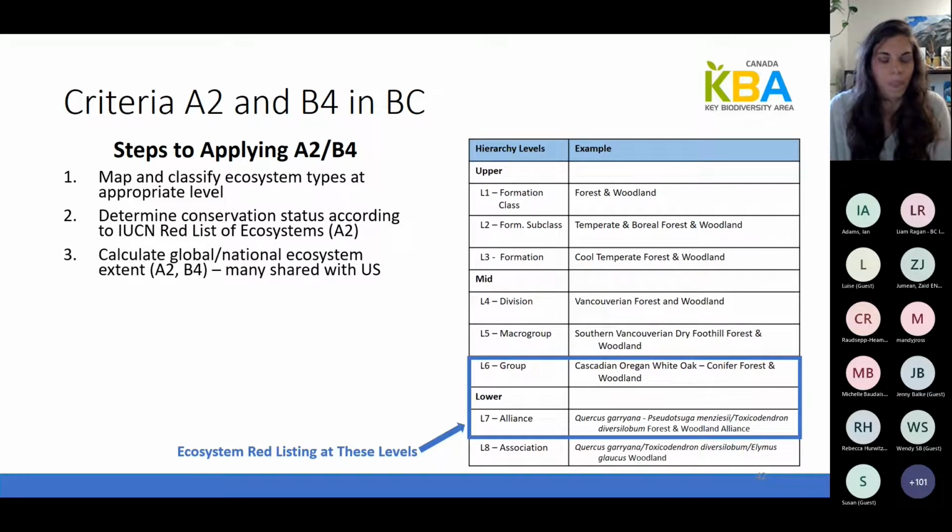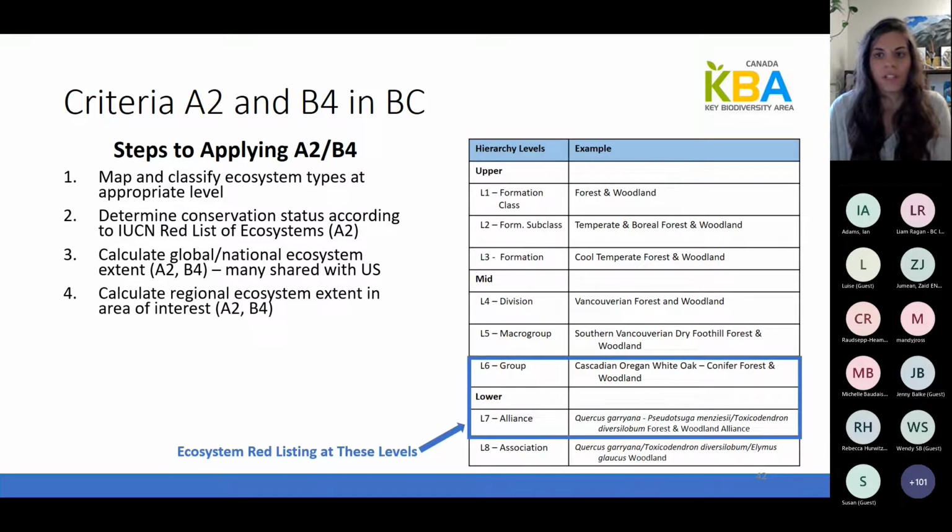Next point. So we've mapped and classified ecosystem types at the appropriate level. We've determined their conservation status. The next important thing would be to calculate either the global or national ecosystem extent. And for global, this is particularly important because many of these ecosystem types, especially in southern BC, are shared with northern United States. So that's why it's key to have this globally consistent hierarchy that you can apply on both sides of the border.